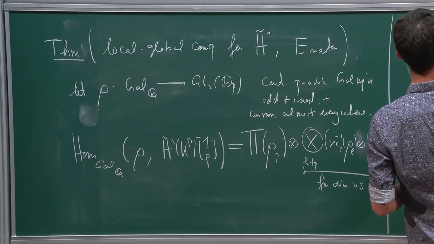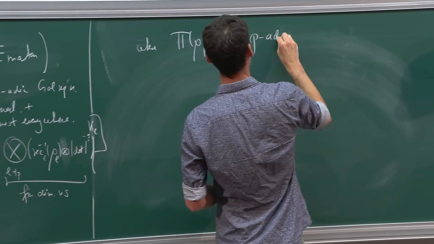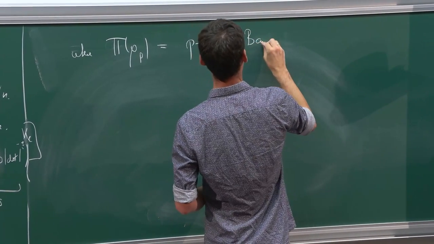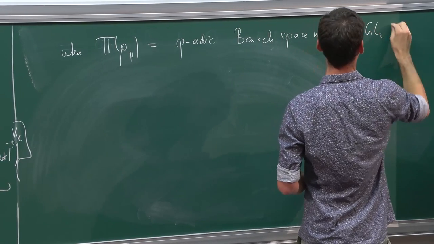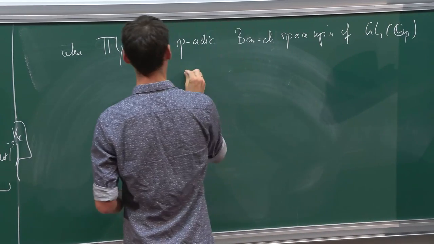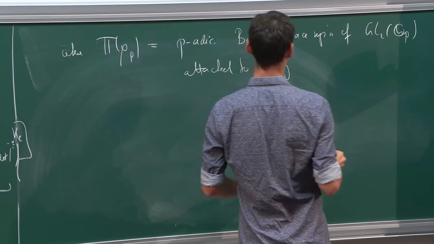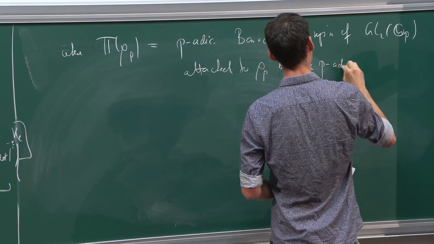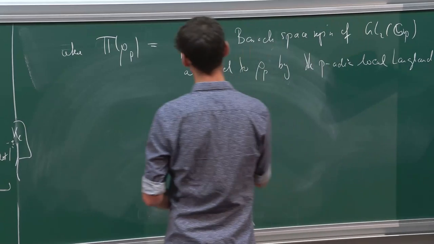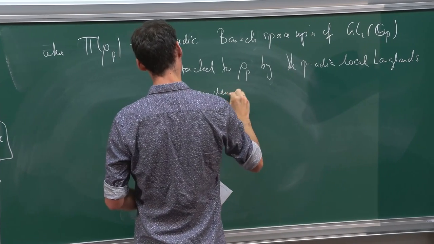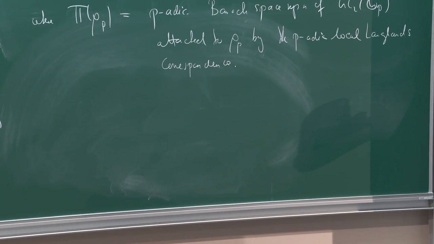Where π(ρ_p) is the p-adic Banach space representation of GL2(Qp) attached to ρ_p by the p-adic local Langlands correspondence. Okay, so that's something I at least want to recall something about so that it's on the board.